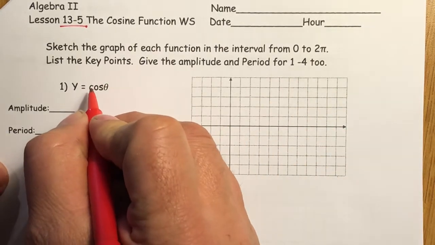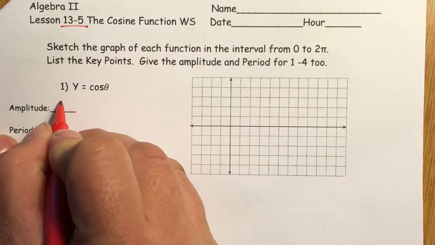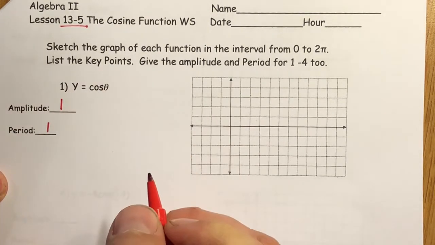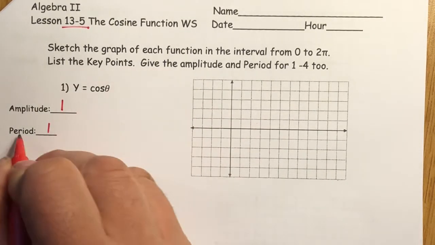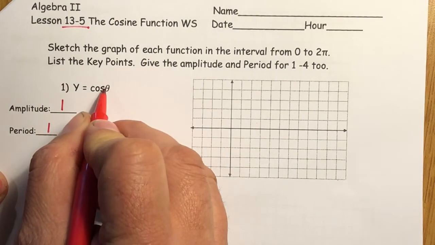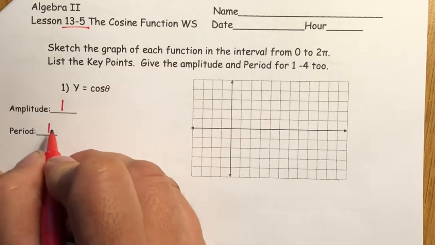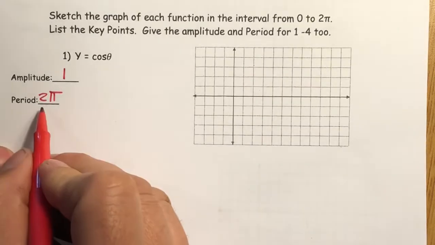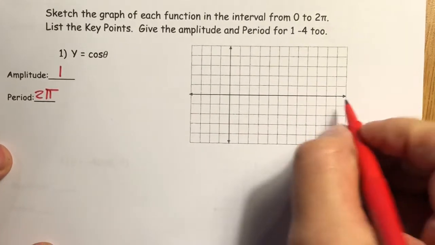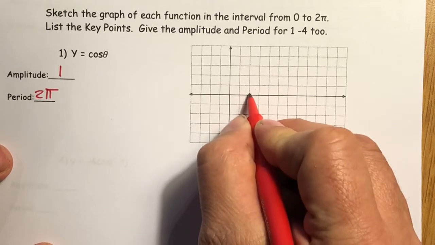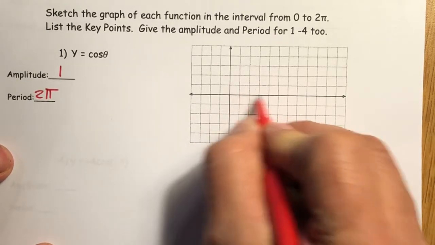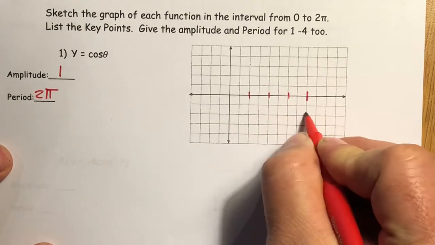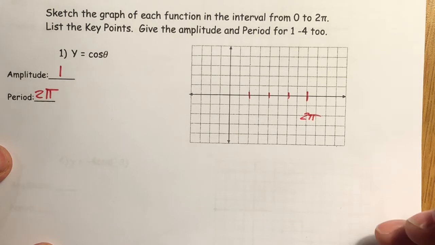Amplitude right here is 1. The period, it's right before the theta, that's a 1. I'm sorry, not the period, the b value is 1. So remember, it's 2 pi over 1, or just 2 pi. Whatever that period is, you're going to go out to 2 pi. What I like to do is stretch it out a little bit and make it an even number: 1, 2, 3, 4. That's the end of the period, 2 pi.